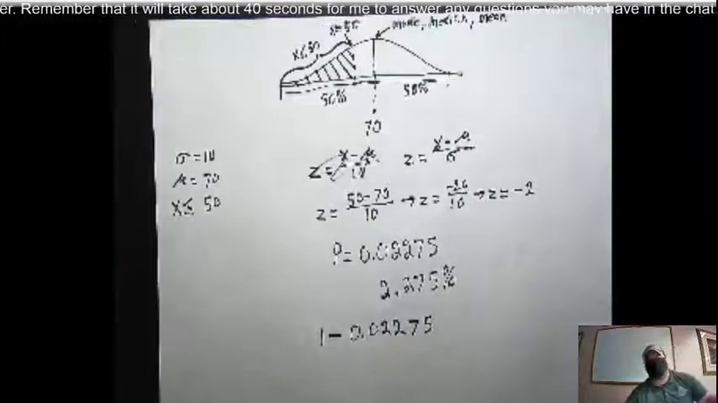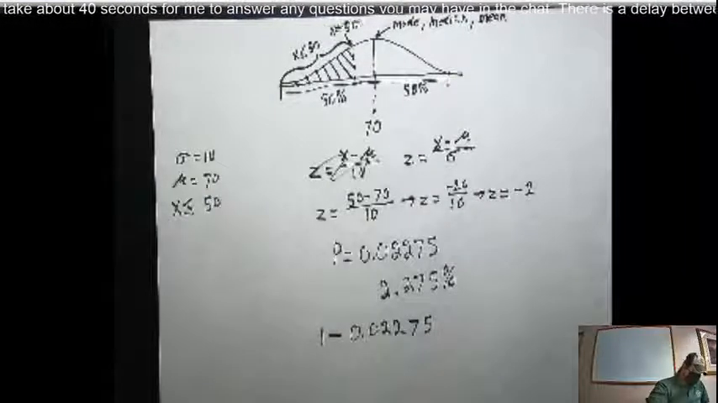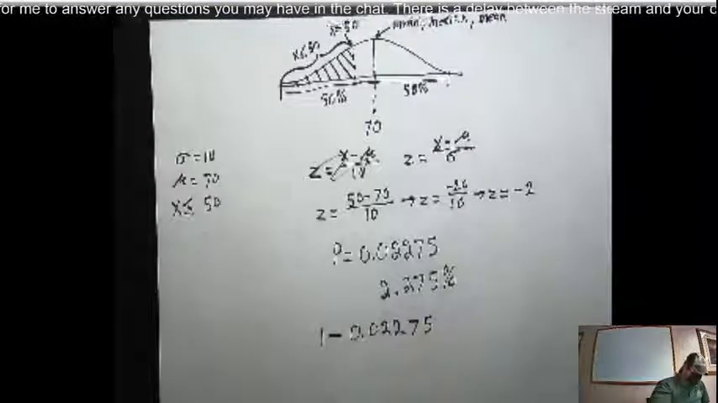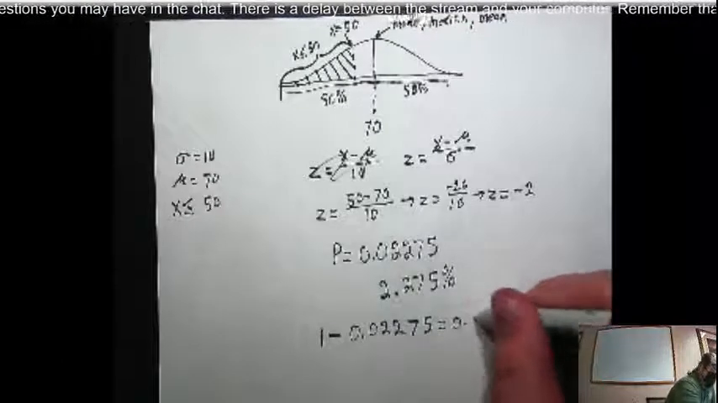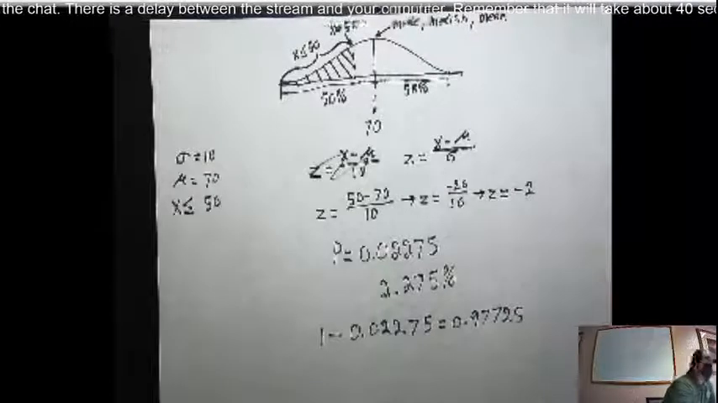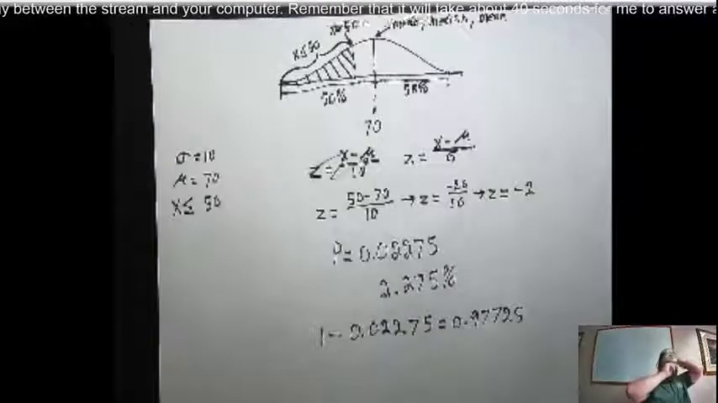So let's go ahead and see what that is. 1 minus 0.02275 is 0.97725. Okay.